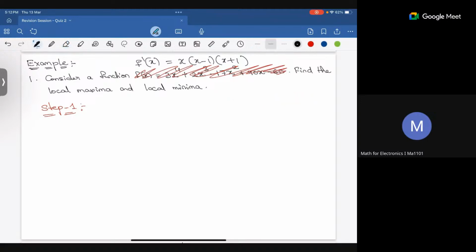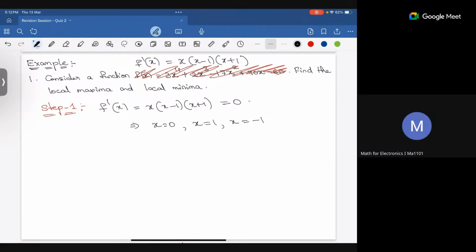So once you have f prime of x, if you equate it to 0, x into x minus 1 into x plus 1 equals 0. Now I can get the roots easily, right? From here I can see that x is 0, or x is 1, or x is minus 1. So this is clear, right?